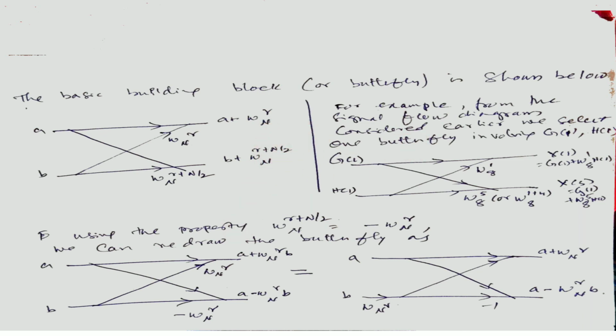And now, since Wn power R plus n by 2 can also be written as minus Wn power R, this structure can be modified in this way. So the same structure we are modifying here, only thing is Wn power R plus n by 2 is replaced with minus Wn power R here. So with this, the structure can further be modified as shown here.